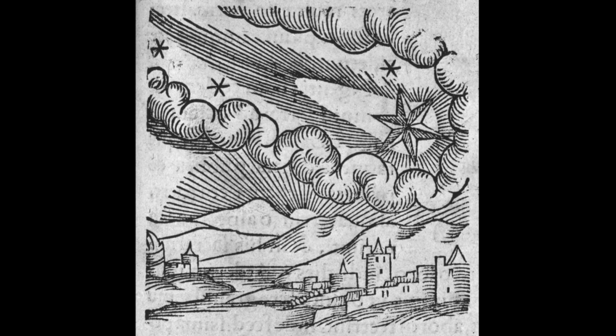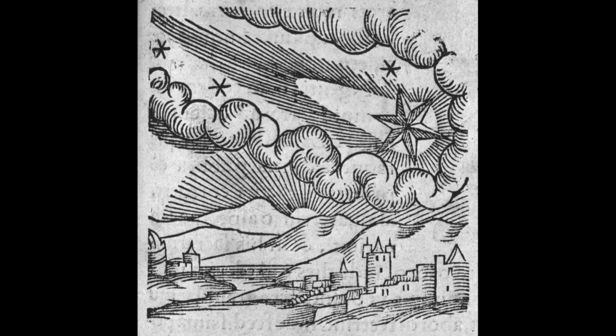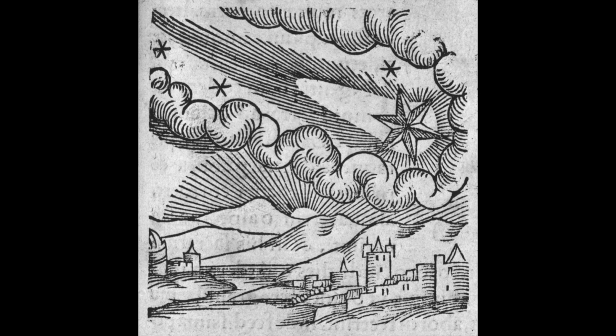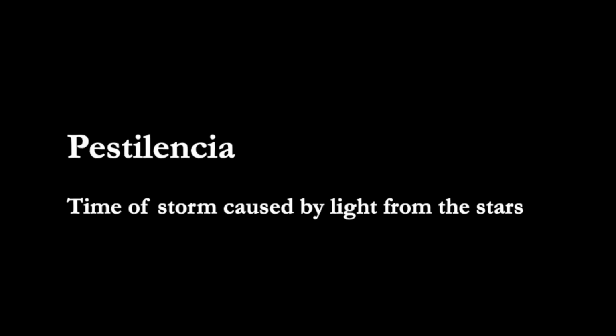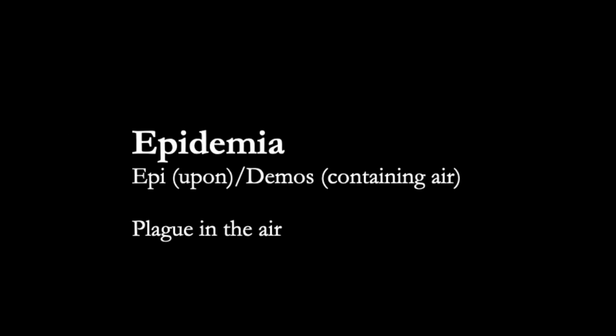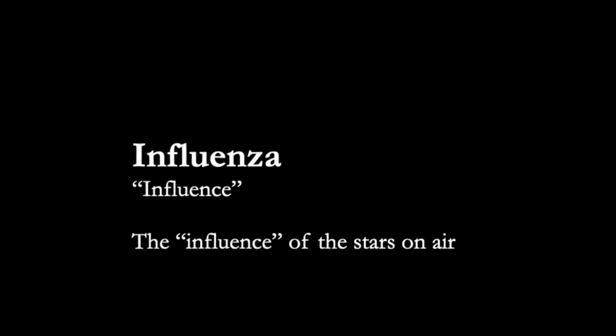This atmospheric idea is retained in some of our current vocabulary for disease. For instance, pestilence comes from pestilencia, a time of storms caused by the light from the stars. We might also think about epidemia, from epi, upon, and demos, containing air. So this is plague in the air. Finally, we might think of influenza, that is the influence of the stars on air.